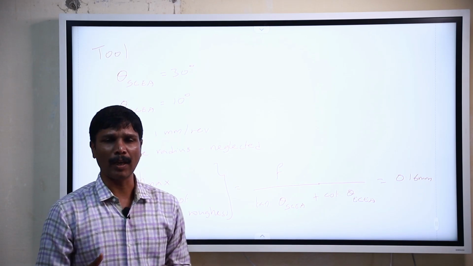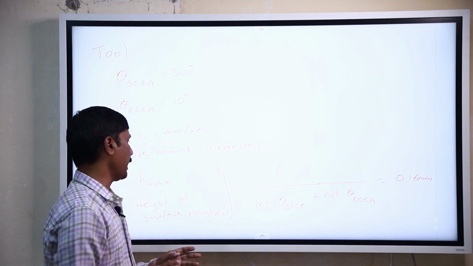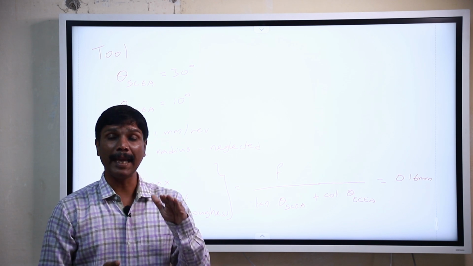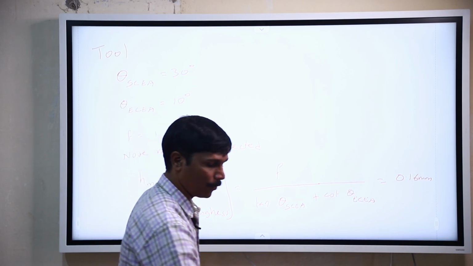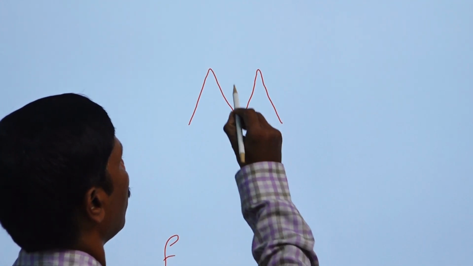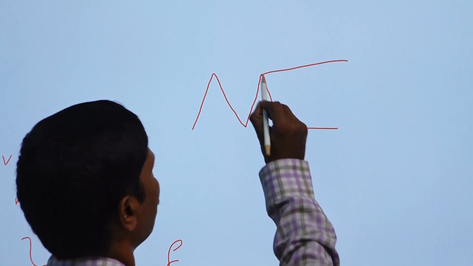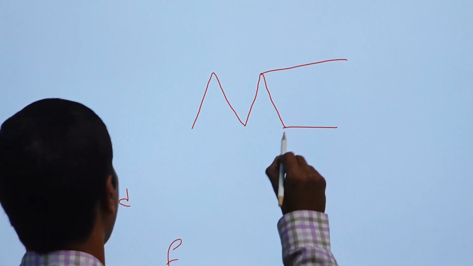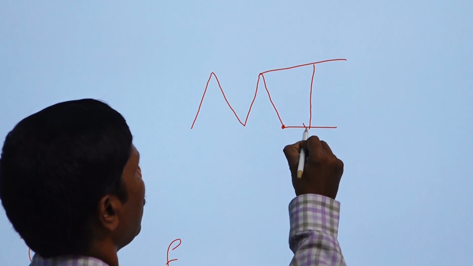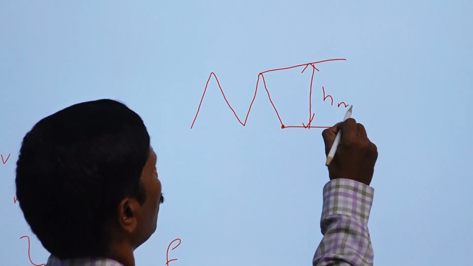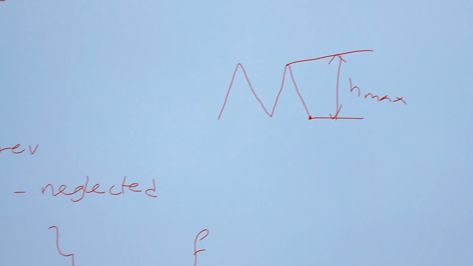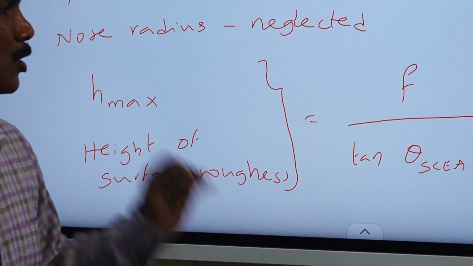They want to calculate the peak to valley height. In surface roughness, we always measure the height from the peak to the valley. What is that peak to valley? We have the surface. When you look into the microscope, this one is the peak and this one is the valley point. So this is the peak to valley height. We are going to calculate the maximum peak to valley height of the surface roughness.